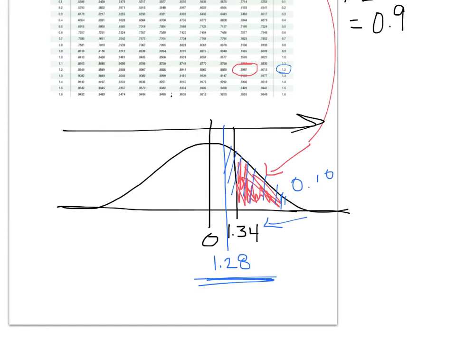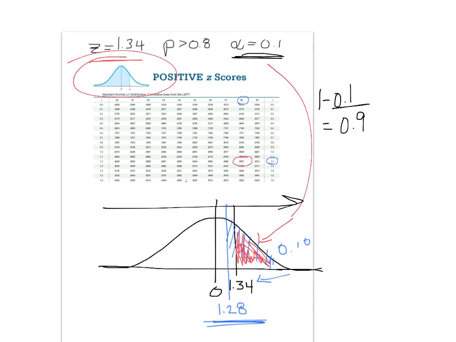So when you use this table, this is why I say draw a picture, because you're looking to the right. Why am I looking to the right? Because of this information that was given right here. If this would have said less than 0.8, then I would have been looking up the area to the left, and this is what I would have cared about.